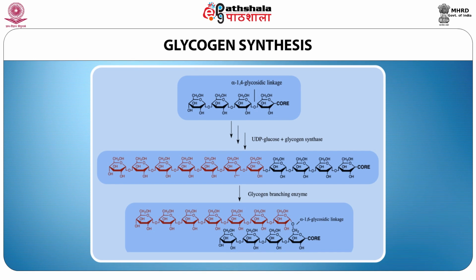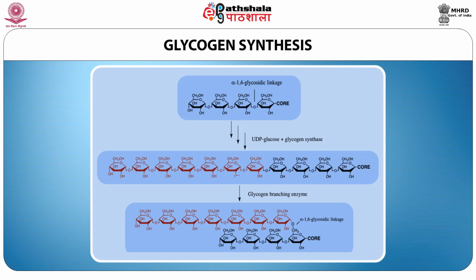In the next step, the glucose unit of UDP glucose is transferred to the C4 hydroxyl group on one of the glycogen's non-reducing ends to form an alpha 1,4 glycosidic bond, and the reaction is catalyzed by the enzyme glycogen synthase, which forms an alpha 1,4 linkage, and sequential glucose residues are added. As we are aware that glycogen is a highly branched polymer, this enzyme, glycogen synthase, can only synthesize a linear polymer.